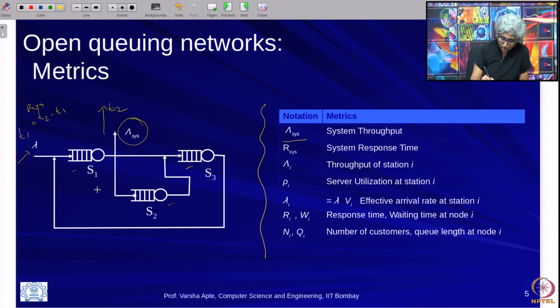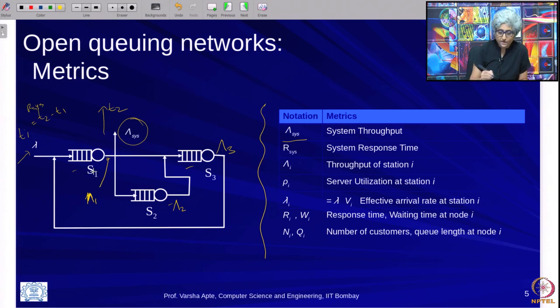So, for example, throughput of server S1 is capital lambda 1. Here we have throughput of server S2 as capital lambda 2, throughput of server S3 as capital lambda 3. This will be different from the system throughput. Okay, that is what is different between tandem queuing networks and open queuing networks. The system throughput will be determined by request completion rate, and the per node throughput or station throughput will be determined by how many times a request visits that server. So, we will see all of this.